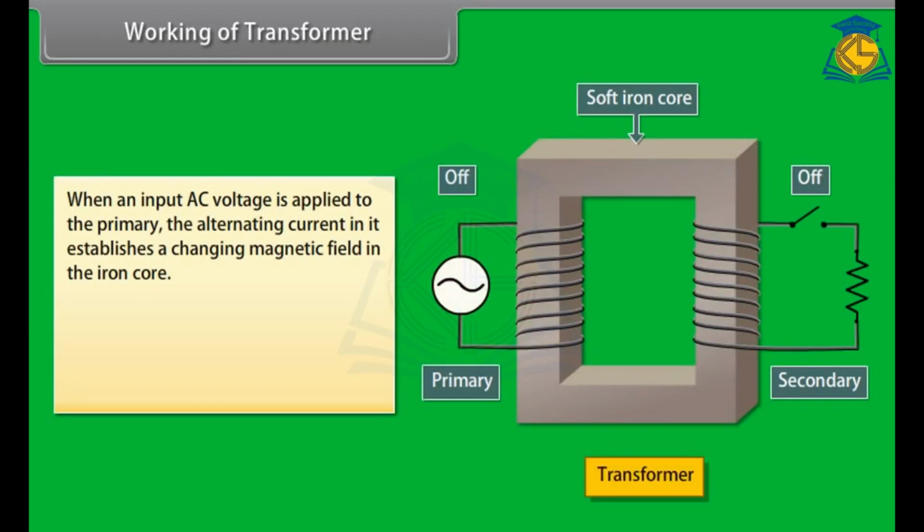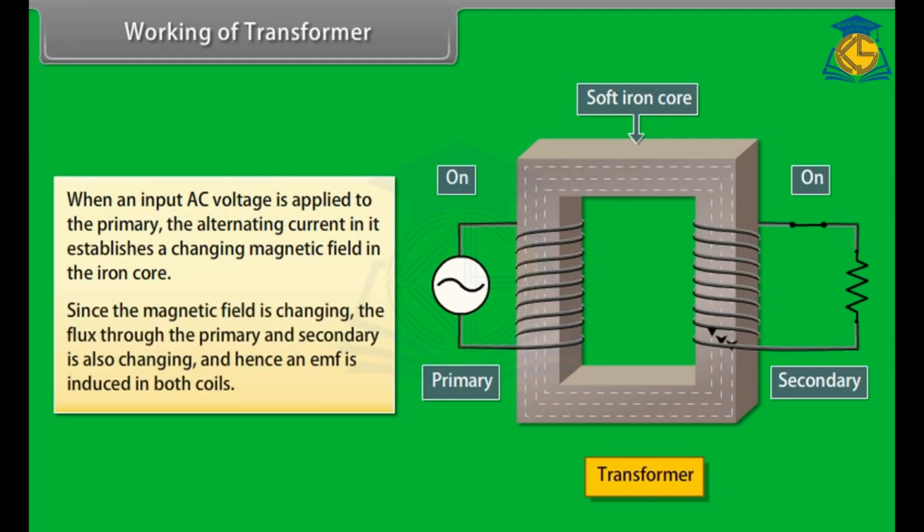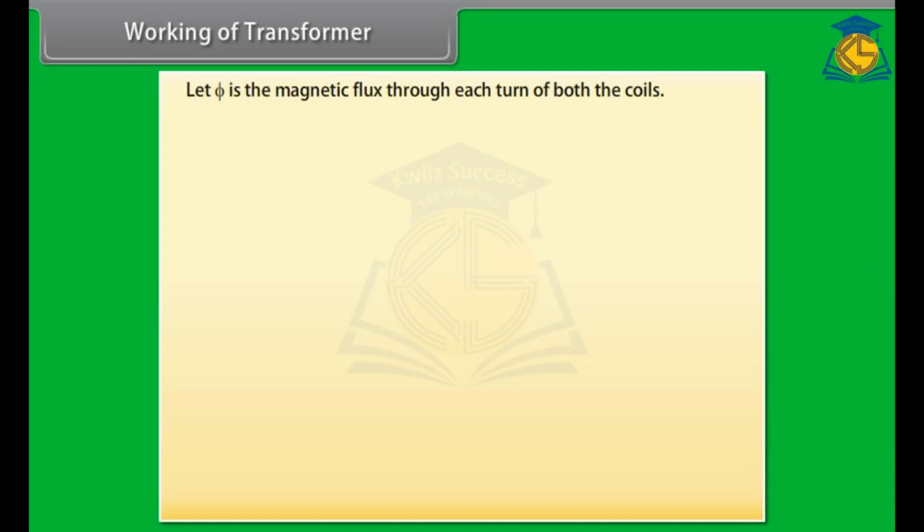When an input AC voltage is applied to the primary, the alternating current in it establishes a changing magnetic field in the iron core. Since the magnetic field is changing, the flux through the primary and secondary is also changing, and hence an EMF is induced in both coils. Let phi be the magnetic flux through each turn of both the coils. The induced EMF in the secondary is due to mutual induction.